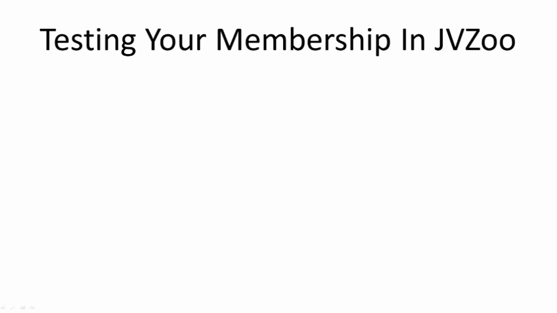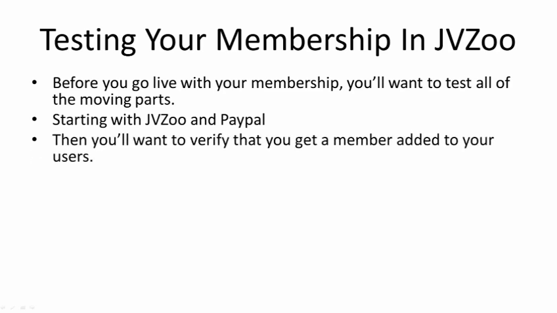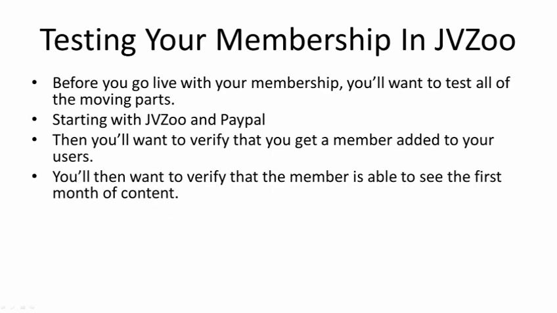Welcome back. Now in this video we're going to be talking about testing your membership in JVZoo as well as in your WordPress installation. Now before you go live, you'll want to test all of the moving parts of your membership. You're going to start with JVZoo and PayPal, and we're going to show you how to do that here in a minute. You're also going to want to verify that you get a member added to your user section. You're also going to want to verify that the member is going to be able to see the first month of content.